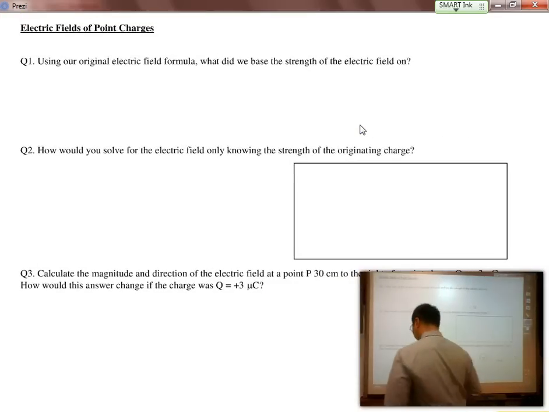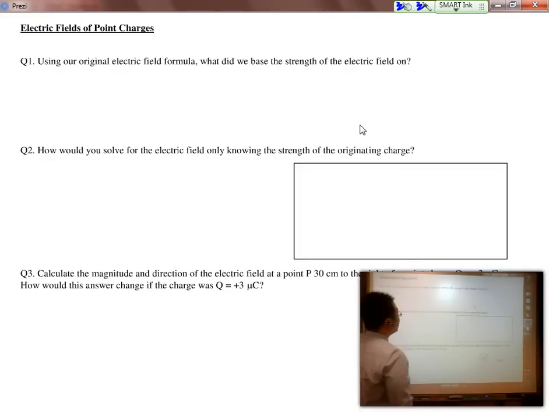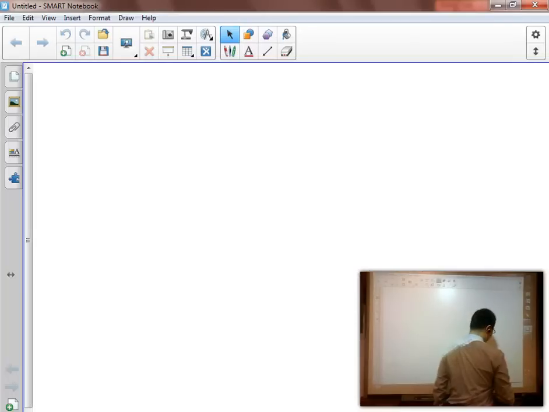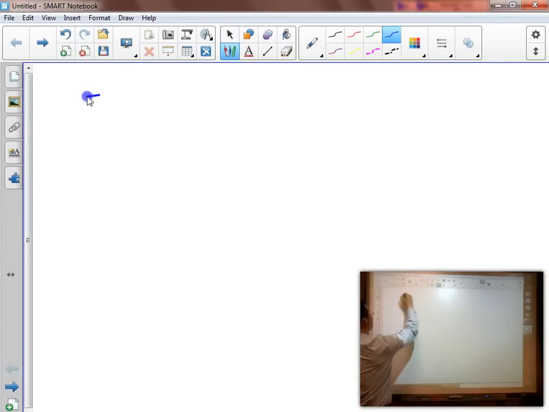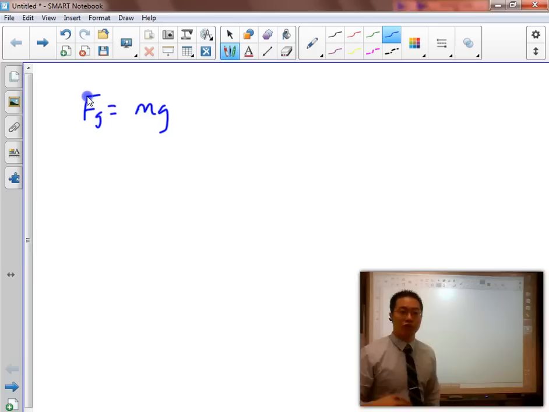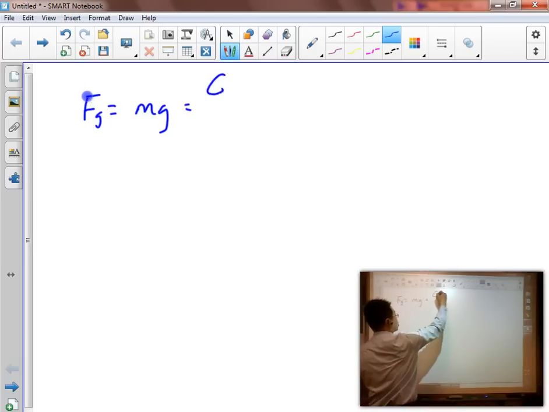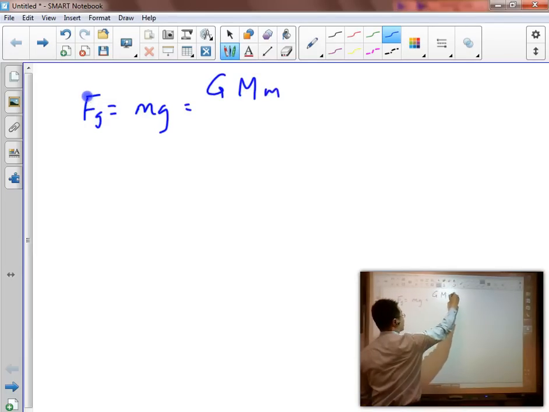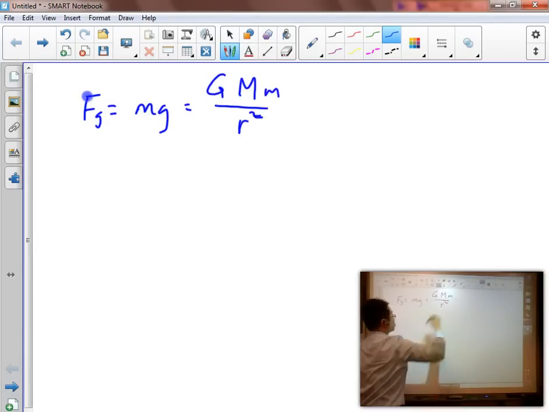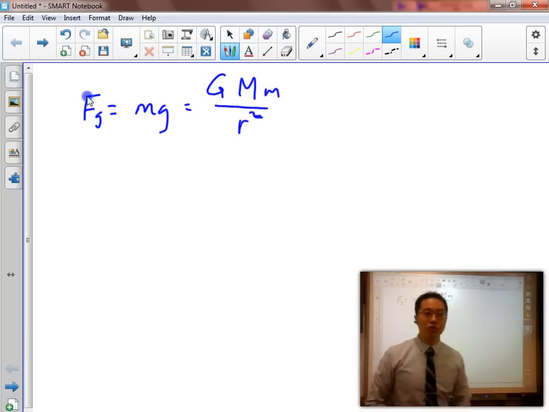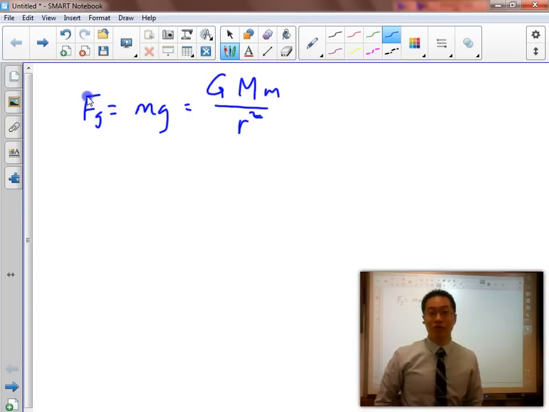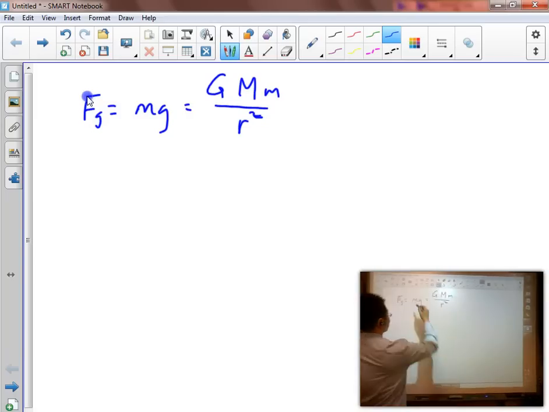So let me just bring this back to gravitational force for a moment. If you remember for gravitational force, I'll actually do this on the whiteboard over here. Fg was equal to mg, which we could also set equal to G, mass of the Earth, mass of the person, over r squared. And when we set the two formulas for weight or gravitational force equal to each other, we could cancel out the mass.